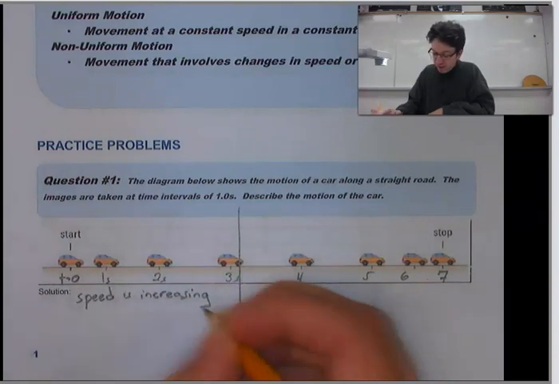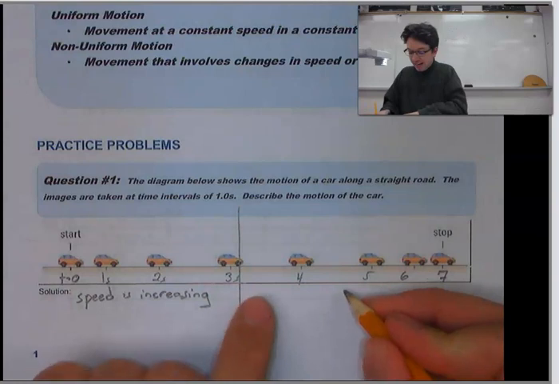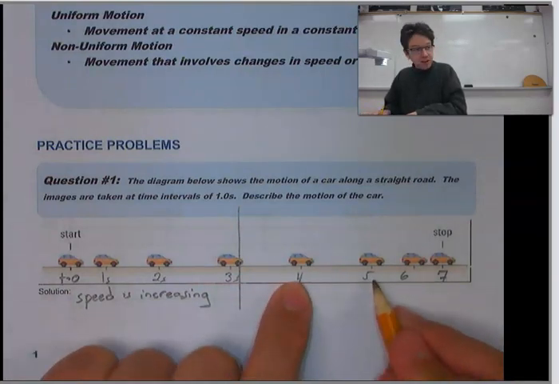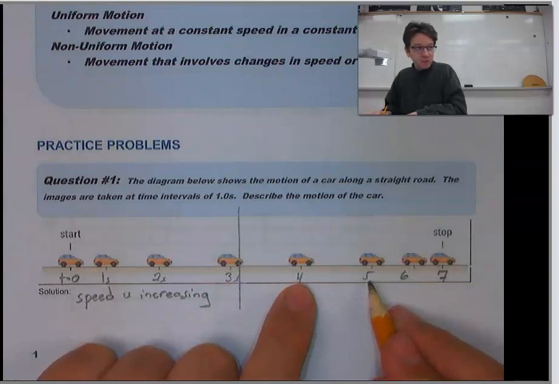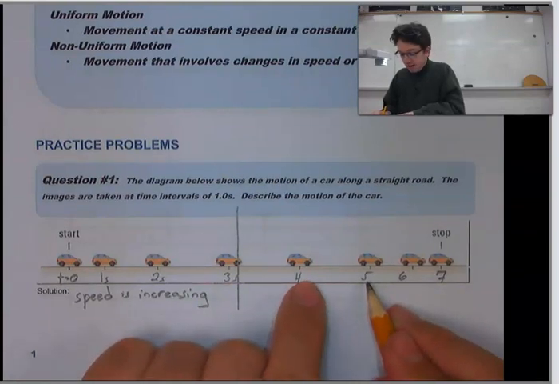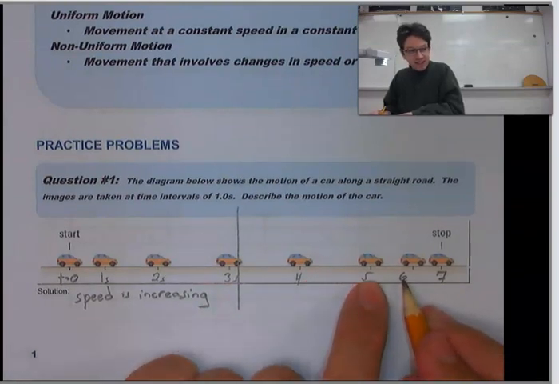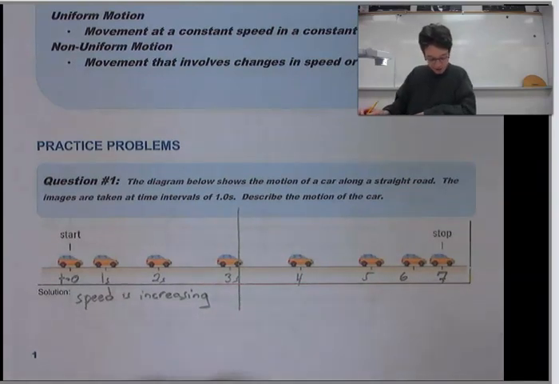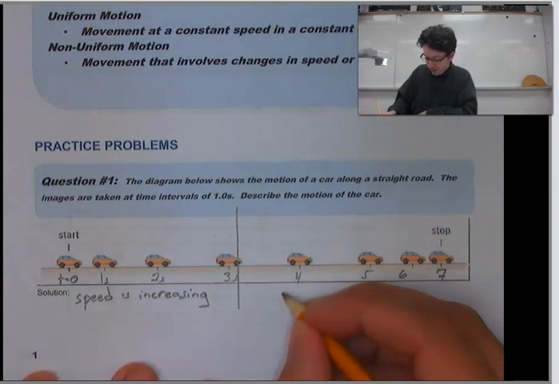That's just for the first half. For the second half, we notice the opposite happening. Here we're covering a lot of distance during this 1 second, and then less during the next, and even less during the next. So here we can say the speed is decreasing.